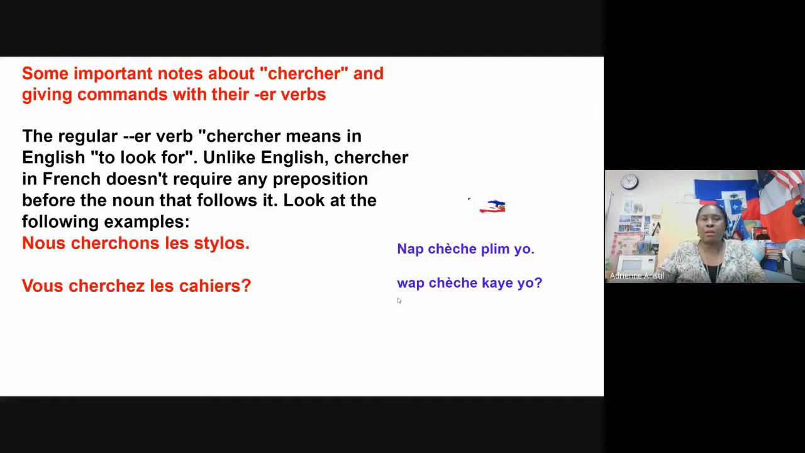The regular ER verb chercher means, in English, to look for. Unlike English, chercher in French doesn't require any preposition before the noun that follows it. Look at the following examples. Nous cherchons les stylos. In English, you say we're looking for the pens. And the other one, vous cherchez les cahiers. In English, you say, are you looking for the notebooks?